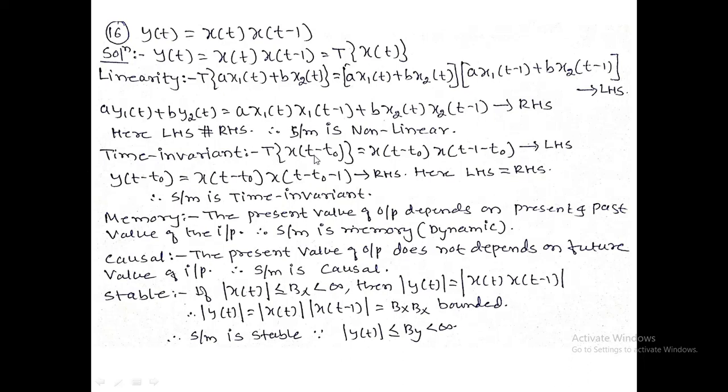System operating on the input signal x of t minus t naught is equal to input signal x of t minus t naught multiplied with input signal in which t will be replaced by t minus 1. This is LHS. RHS. Y of t minus t naught equal to, I have to replace t by t minus t naught. X of t minus t naught, x of t minus t naught minus 1. RHS. Comparing LHS and RHS, both are same. Hence the system is time invariant.